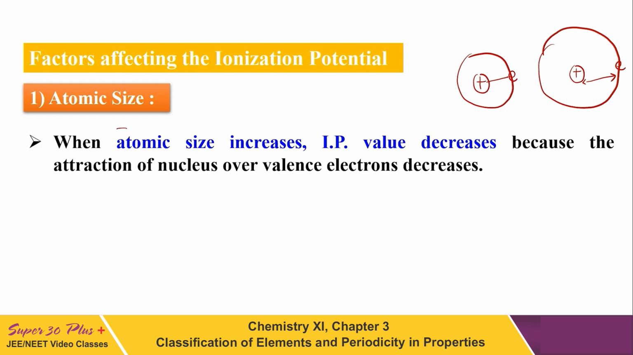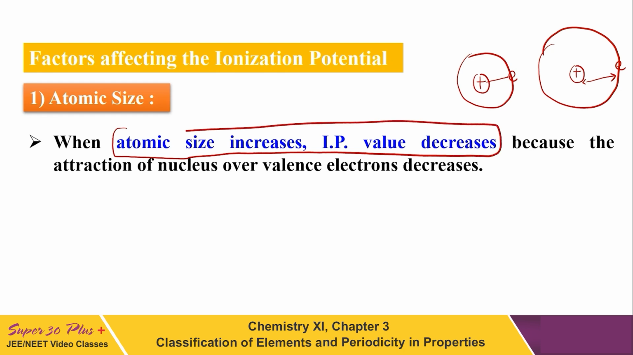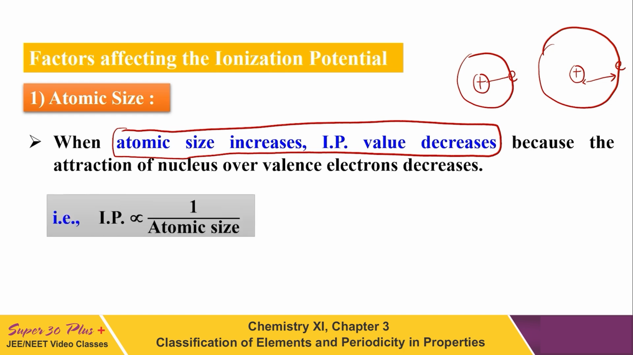And as a result, in conclusion, we say as the atomic size increases, IP value decreases. It becomes easy to remove an electron from the large size atom. So finally, we can say IP is proportional to 1 upon atomic radius.